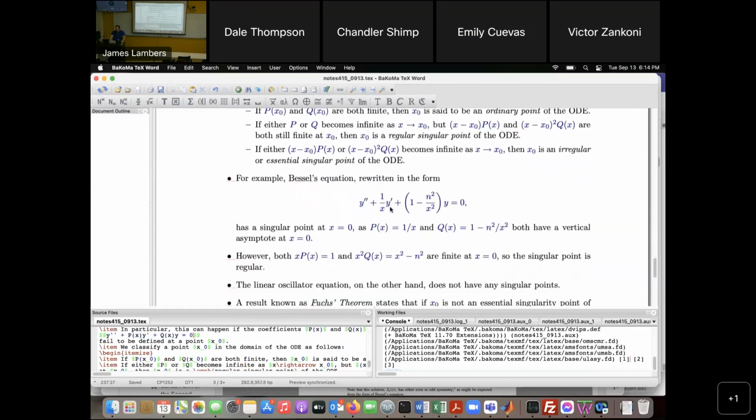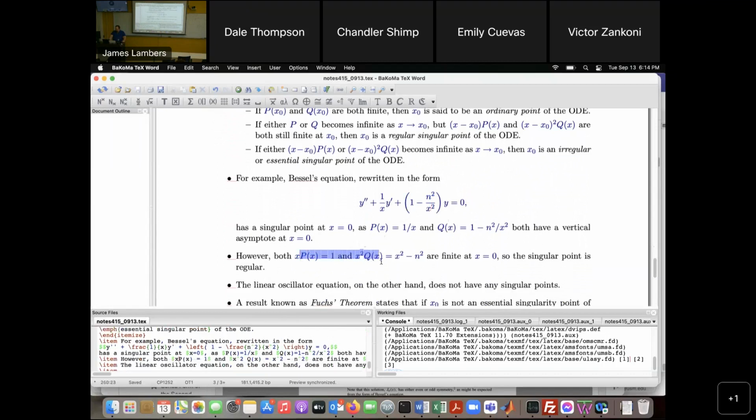points. So here, p of x is 1 over x, and then q of x is this expression here in parentheses. So they're both undefined at x equals 0. We have a vertical asymptote there. So then we multiply p by x, and then q by x squared. And we get something in both cases that is defined everywhere. So we're good. This is a regular singular point.